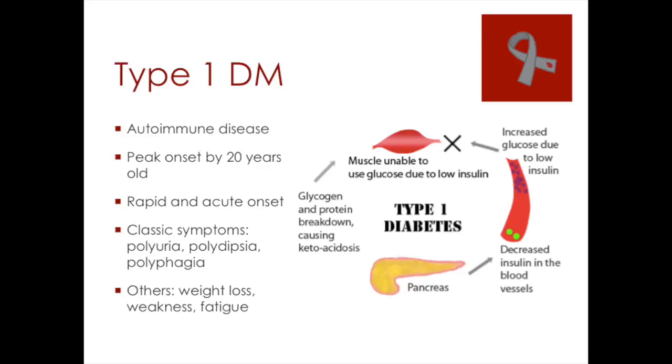The classic signs of type 1 diabetes are going to be the 3 Ps, which are polyuria, frequent urination, polydipsia, excess thirst, and polyphagia, excess hunger. Other symptoms include weight loss, weakness, and fatigue.